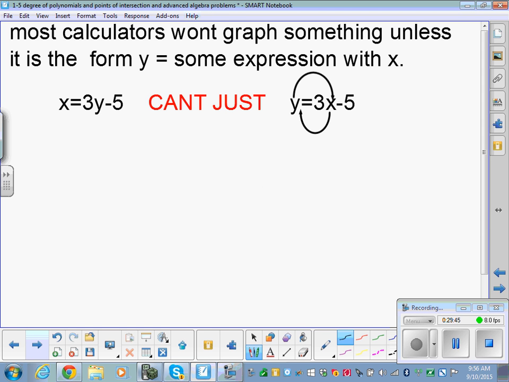Okay, so most calculators won't graph something unless it is in the form y is equal to some expression with x. This was on your last assignment, and guess what? 90% of you did. You had x is equal to 3y minus 5, for example, and it said rewrite this in the form y is equal to some expression with x.